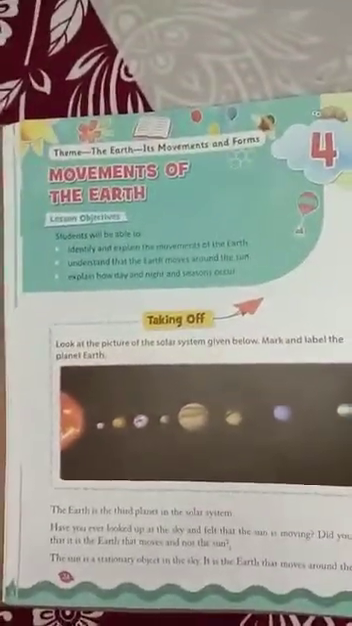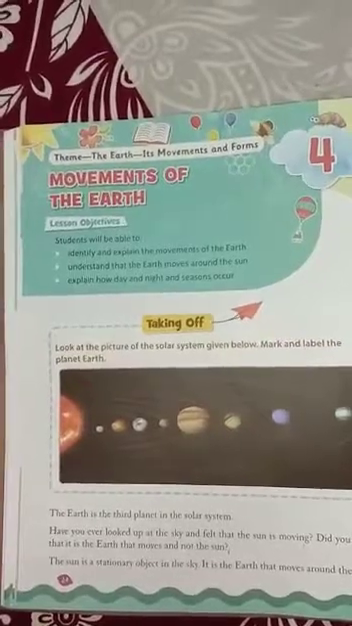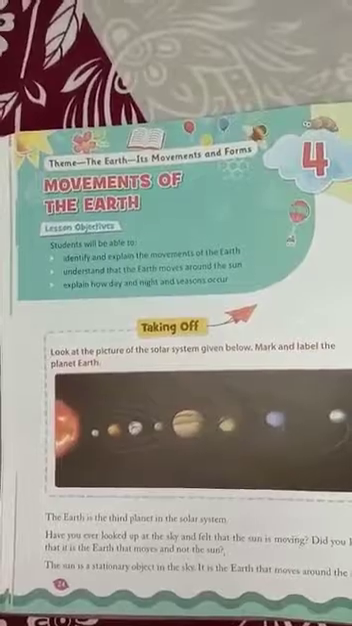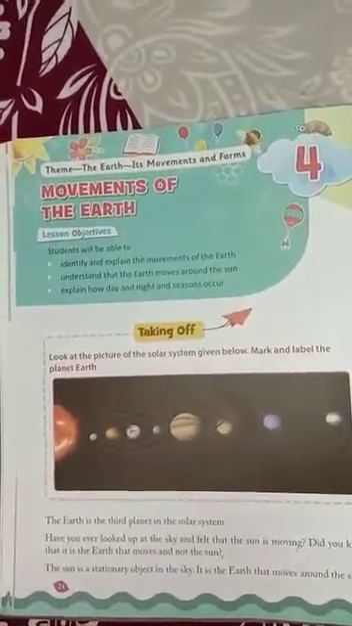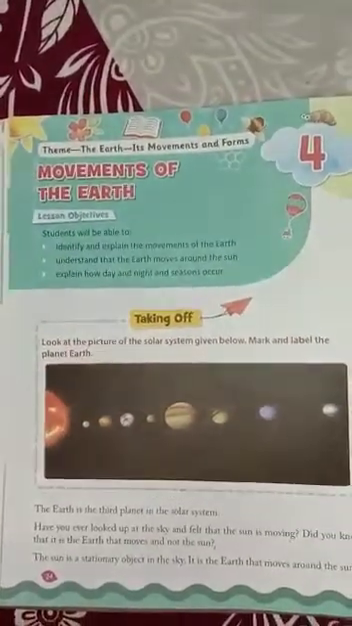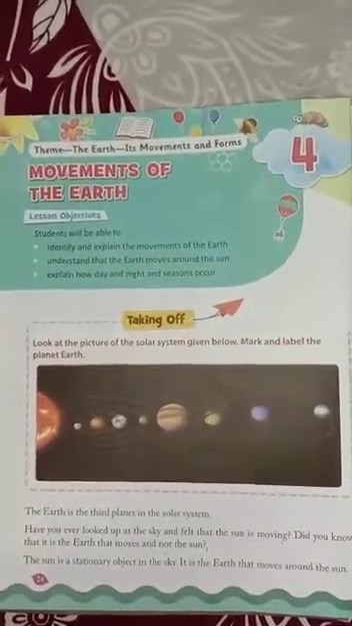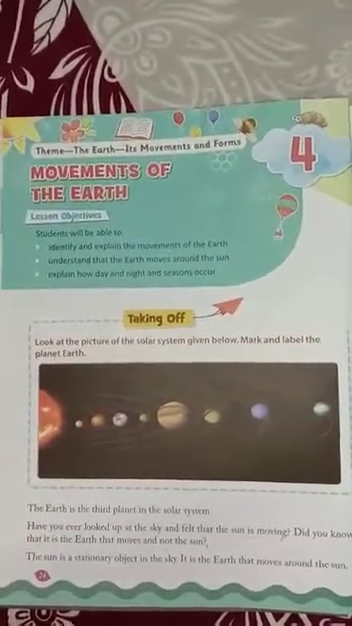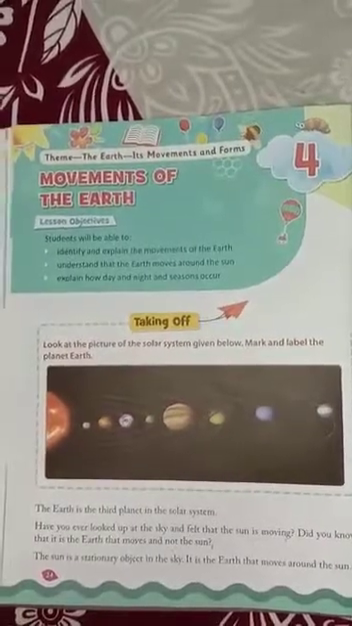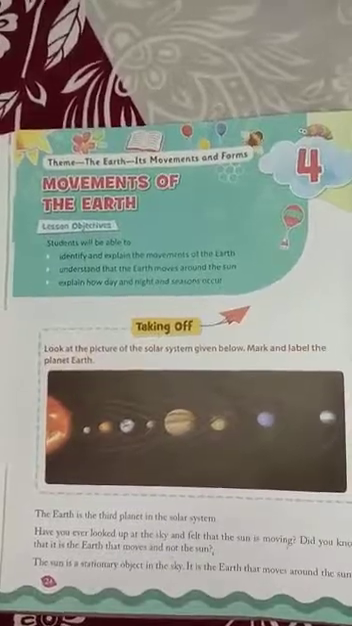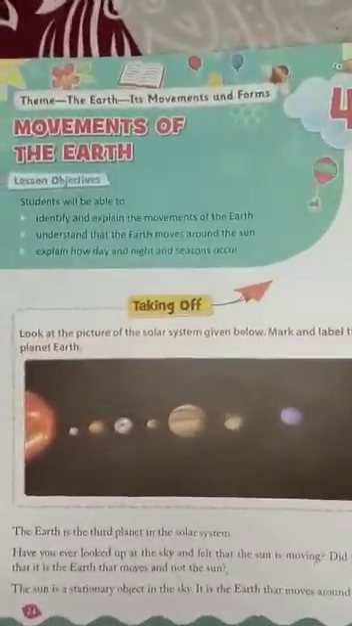My dear children, in the morning, you might have seen that the sun is at a different position, while during the noontime, it is at a different position. You might be thinking that it is the sun which is moving. No, my dear children, it is not the sun which is moving. It is the earth which is moving. The sun is actually a stationary object in the sky.